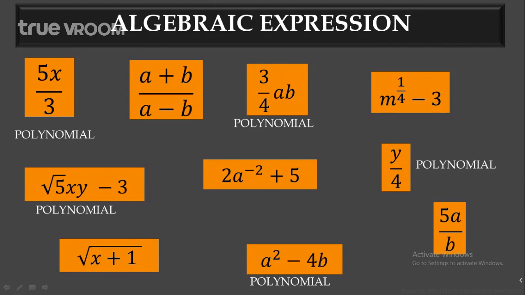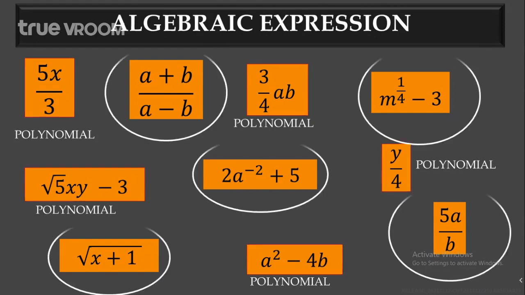The only difference is that a monomial has only one term. A polynomial has one or more terms. So a monomial is also a polynomial. If there is one term, that is a polynomial. If there are two terms, that is a polynomial. If there are three terms, that is a polynomial. But you should follow the rules.